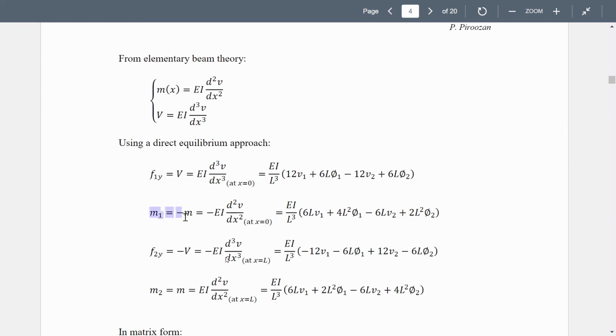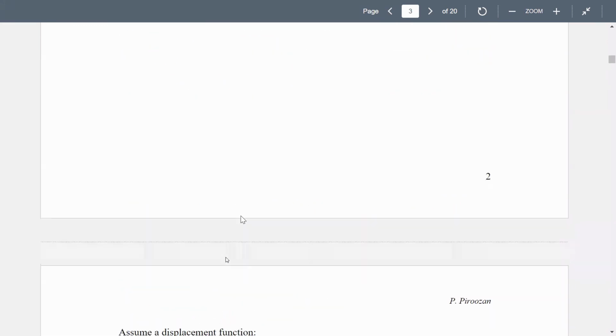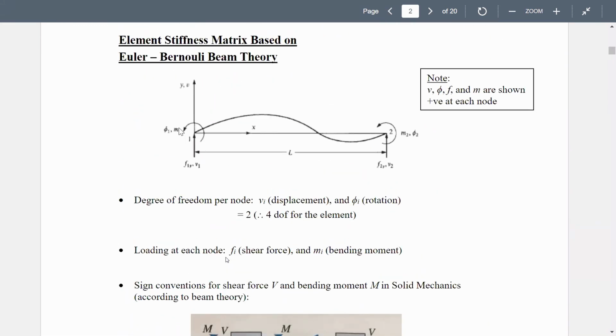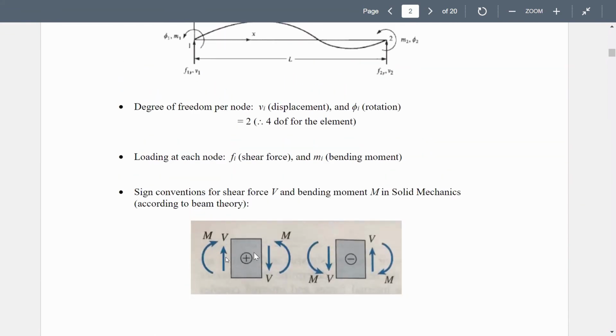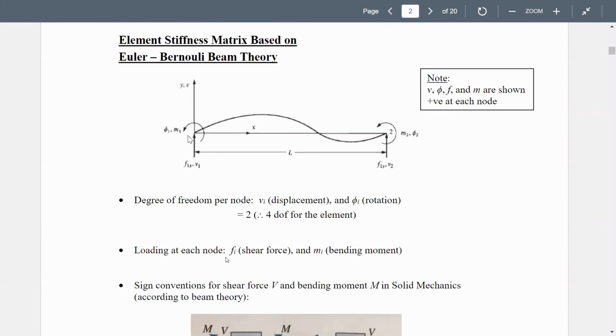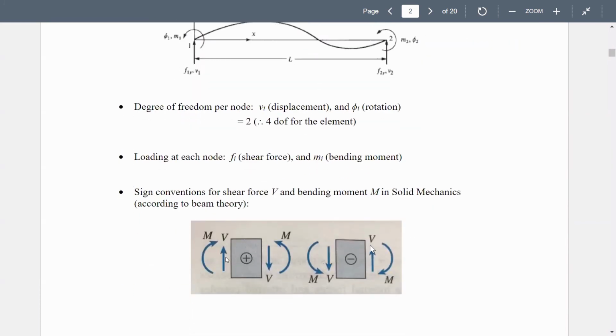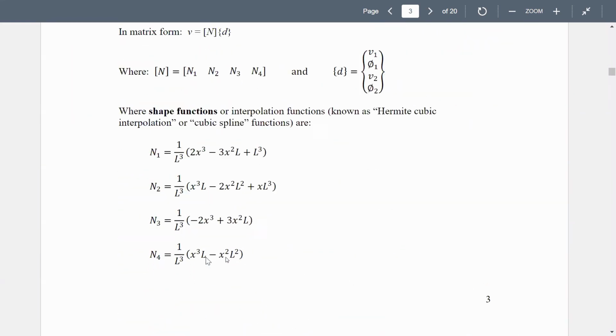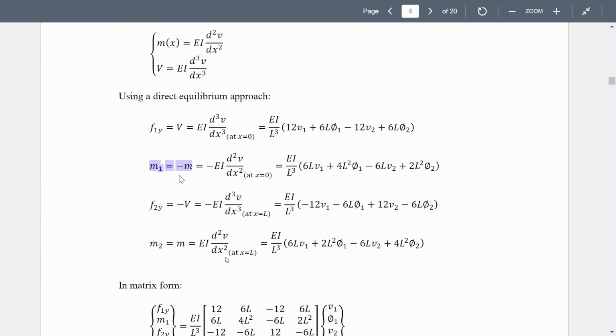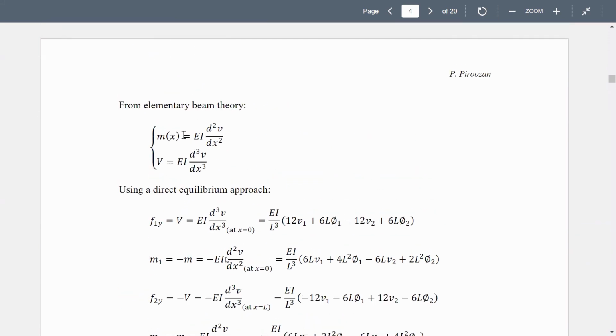Also M1. Remember, in the finite element method, M1 here is like this, counterclockwise. If we look at this one, we say no, it doesn't match with this. It is this one counterclockwise, so it is negative. So M1 here is negative M. If we do this, M1 is negative M, but M is the second derivative of V with respect to x, and evaluated when x is 0, we get this one.